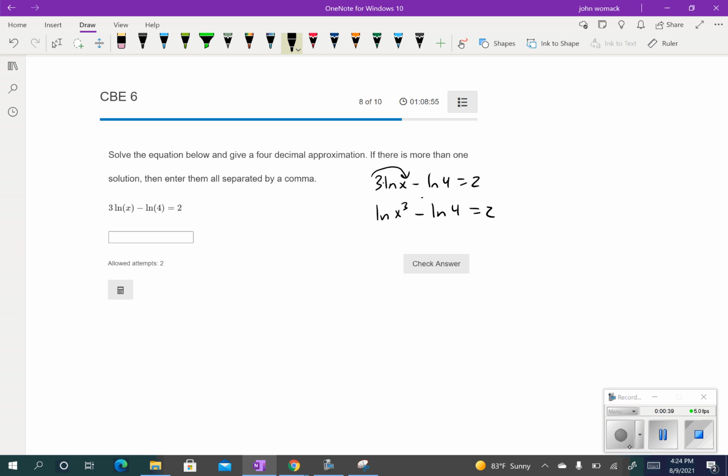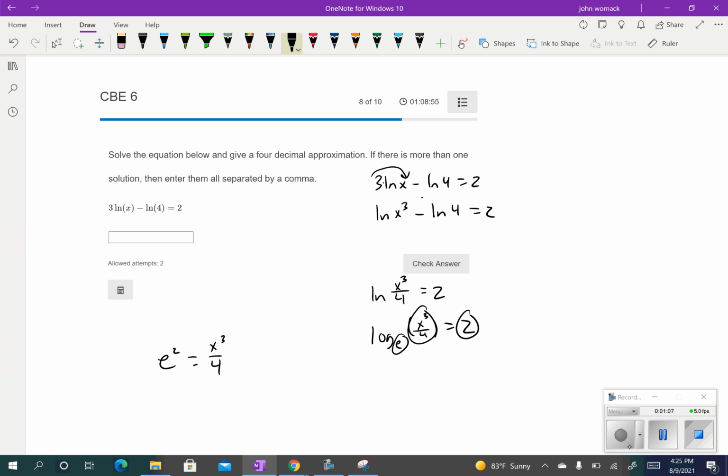Now combine those logarithms together. It'd be the ln, because I'm subtracting, I'm going to be dividing when I combine them. I'm going to rewrite it as log base e just to help me remember, because the next step is to rewrite it in exponential form, right? It's e to that power equals what's on the inside.